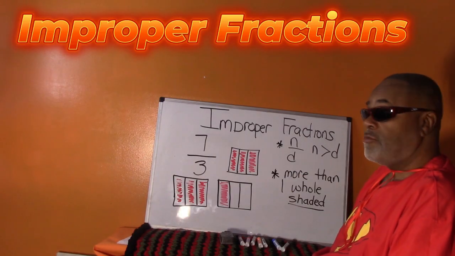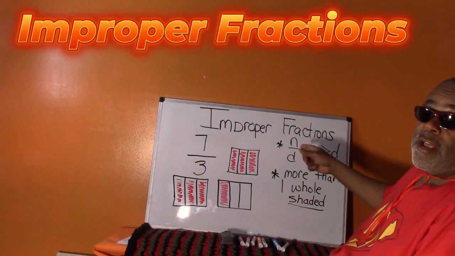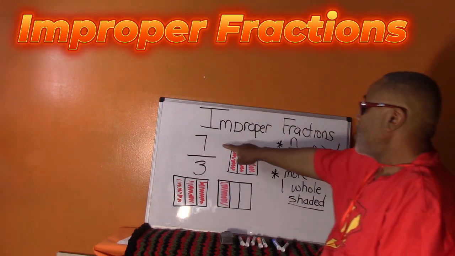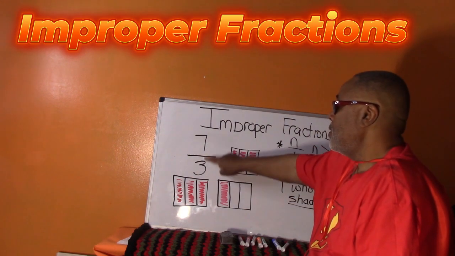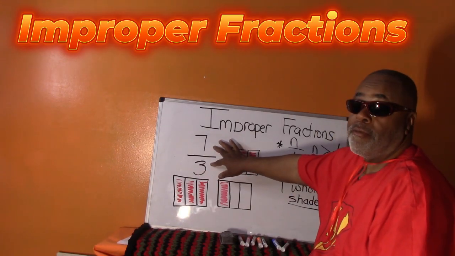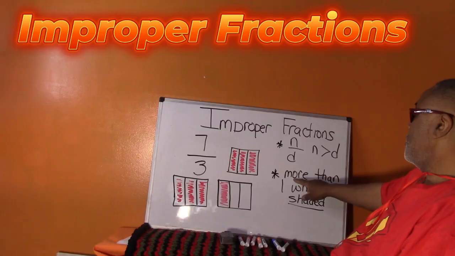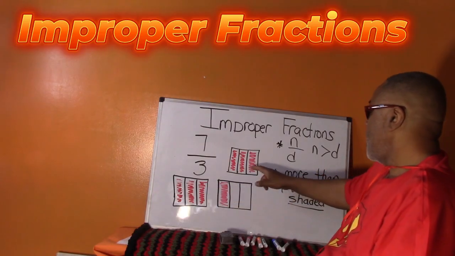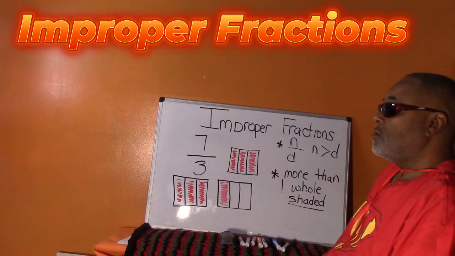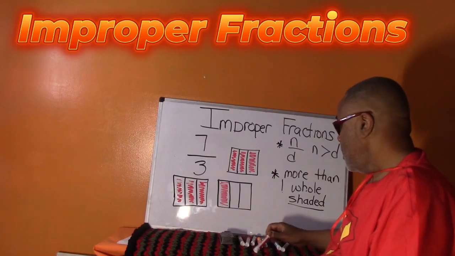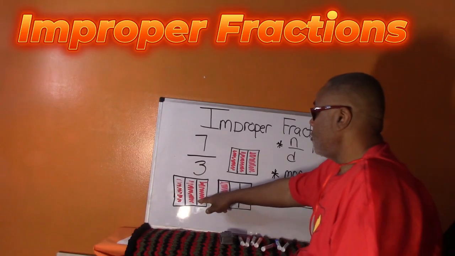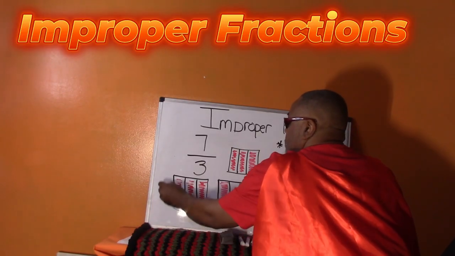That's right. And according to our definition of improper fraction, we know that the numerator 7 is bigger than 3. So we know that that's an improper fraction. And we can look at the picture and see that more than one whole is shaded. So let's see how many wholes we have shaded. So I'm going to use another color. So this whole thing is shaded. So this is 1.